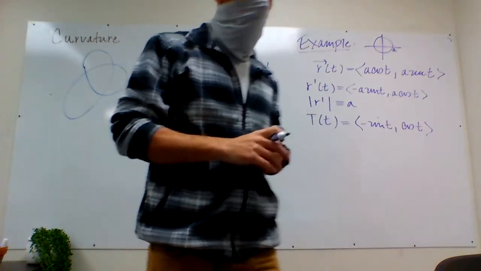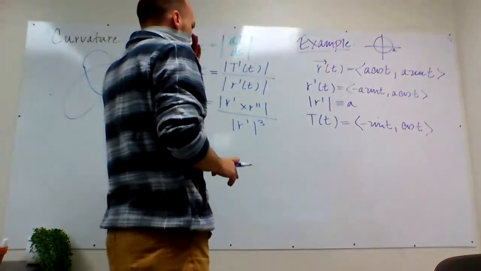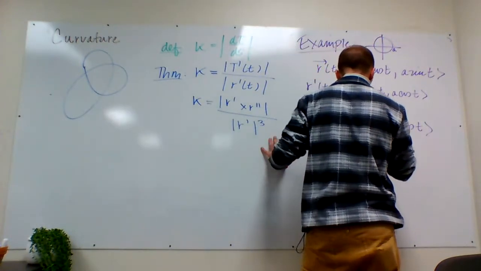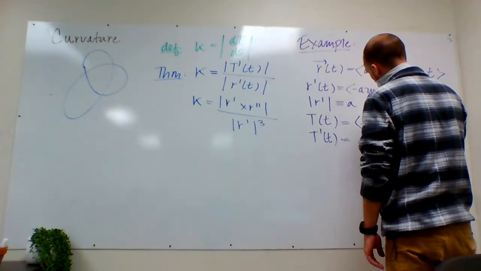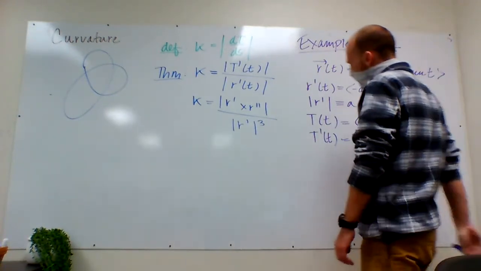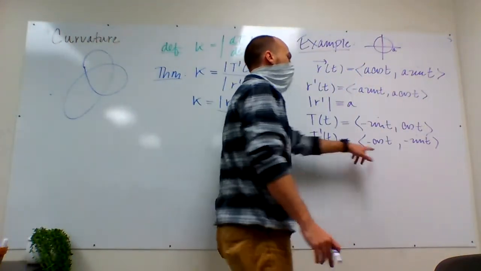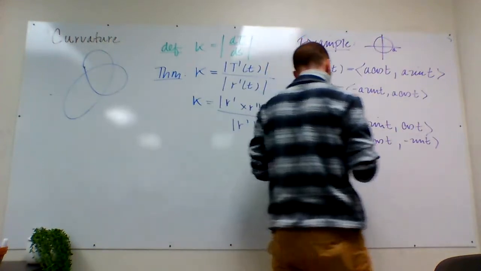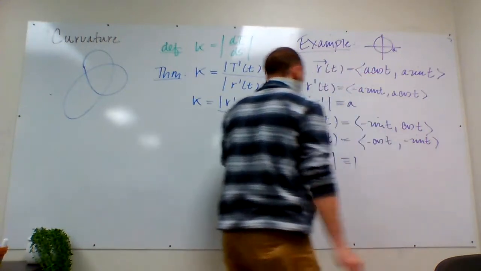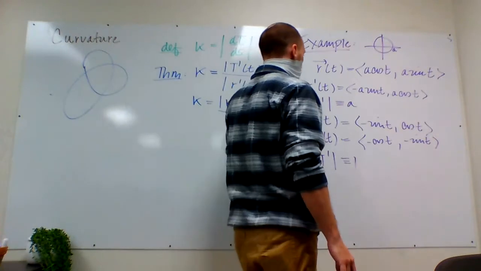And just making sure that, no, that's right. I need to take the derivative of T, which is the derivative of negative sine is negative cosine, and the derivative of cosine is negative sine. And the length of T prime is always equal to 1, right? Because it's a unit circle. It's going to be traced out in a weird way, but the length of T prime is always equal to 1. And I really want the ratio of T prime to r prime. Okay, well, there it is. T prime over r prime is 1 over a.